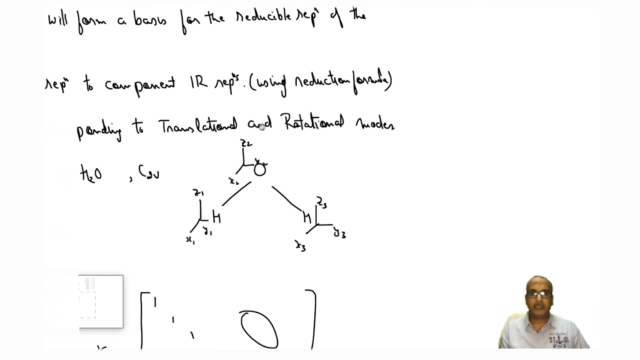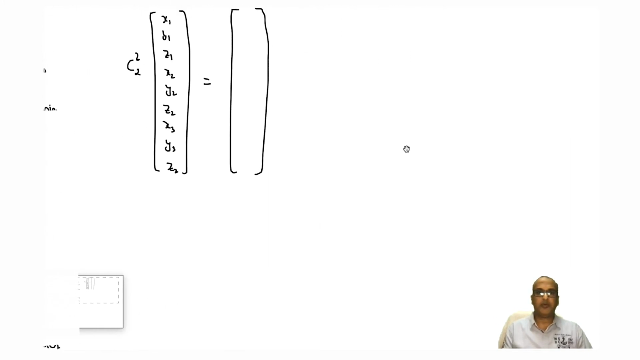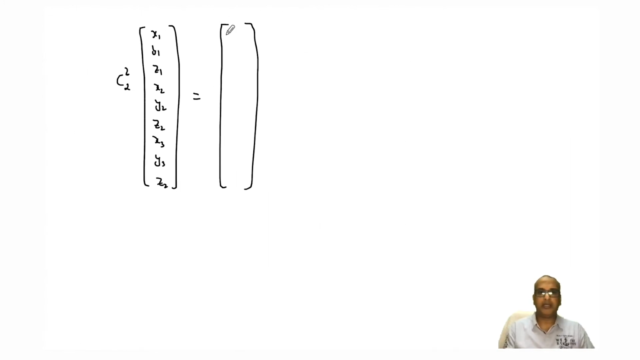So if we are doing C2Z, that means atom number 1 will be replaced with atom number 3, right? And what else will change? If atom number 1 and 3 are interchanged, x will go to minus x, y will go to minus y, z will remain as positive. So these are the changes which we'll have to create in this matrix. So x1 will be replaced with x3 and there will be a negative sign. y1 will be replaced with y3 and there will be a negative sign. z1 will be replaced with z3.